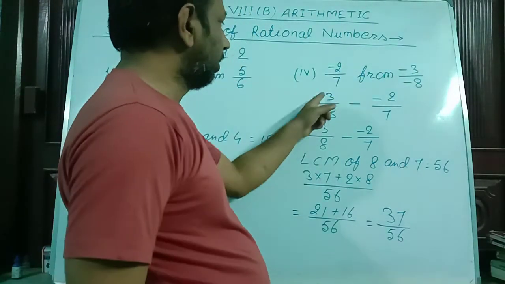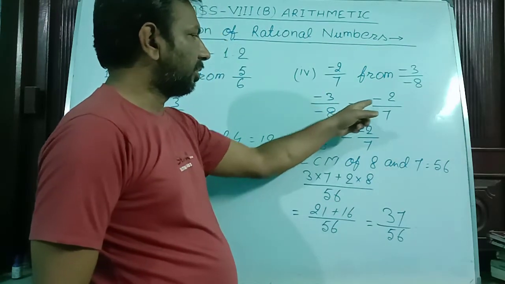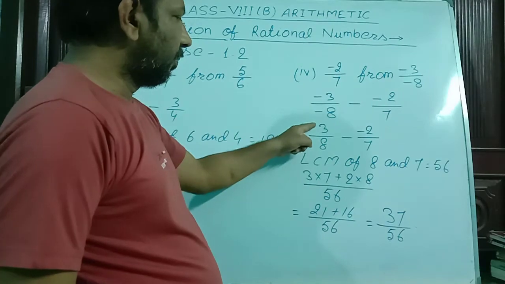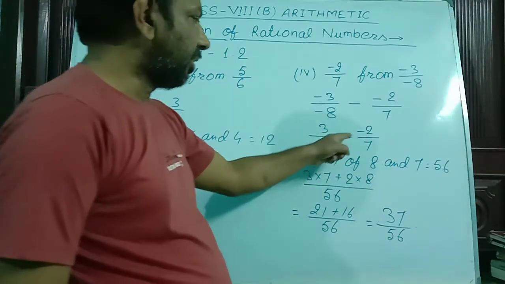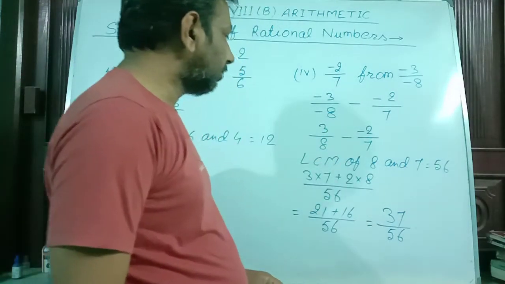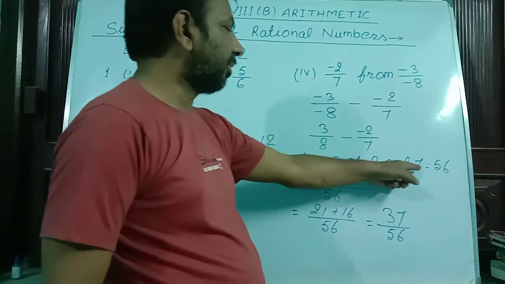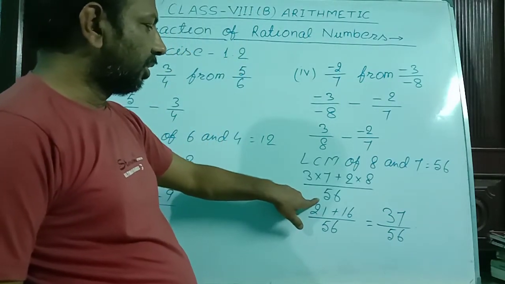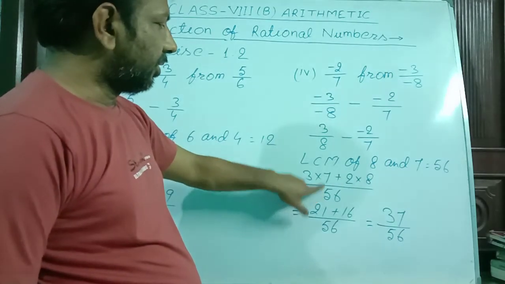Roman number 4, minus 2 by 7 from minus 3 by minus 8. I wrote this minus 3 by minus 8 minus 2 by 7. This minus minus cancelled. We have only 3 by 8 minus 2 by 7. LCM of 8 and 7 became 56. I wrote at the place of LCM 56. Now I divided 56 by 8.